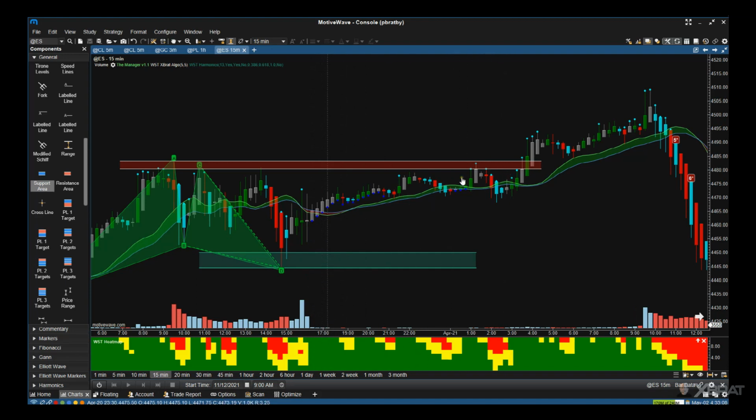So we're going pretty much sideways here, testing this resistance zone, come back down, but then our BIAS heat map goes all green on this candle here before the breakout. So we can put a stop limit order to go long at this point. We confirmed with the BIAS Depth Heatmap here, all green, and we go long.